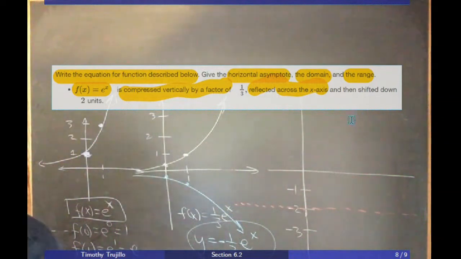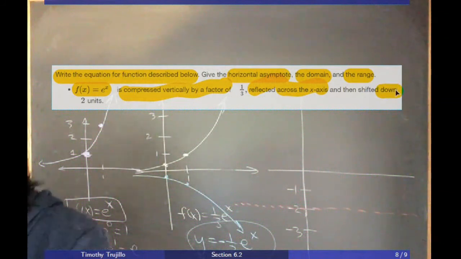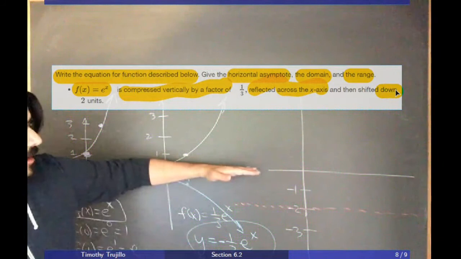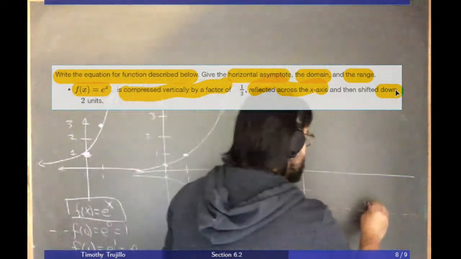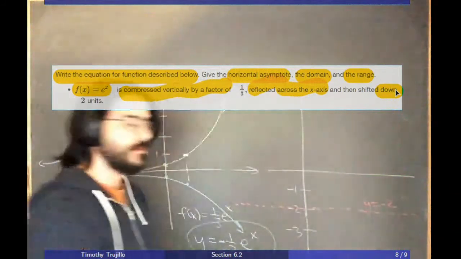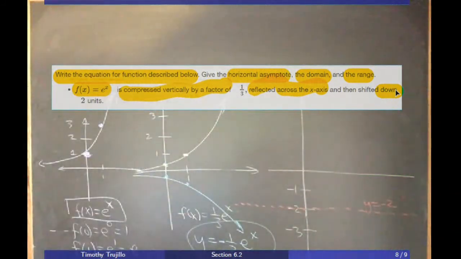Well, be careful here. We're shifting down by 2, right? So we got to take into account the fact that we're going down. So the whole graph here of that horizontal asymptote now shifts down over here to y is equal to -2. Melissa has the right answer here. We just want to subtract 2 from our answer now, right?